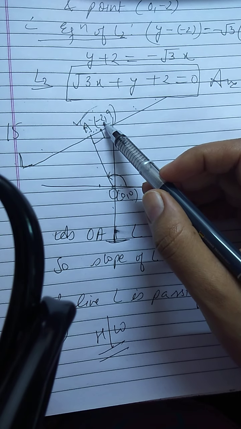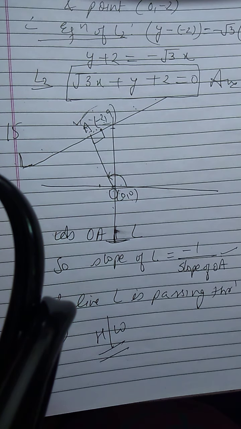Point minus 2, 9 we will use, so the equation of the line can be written easily. Okay, this is sum number 15. Now sum number 16 we will discuss.